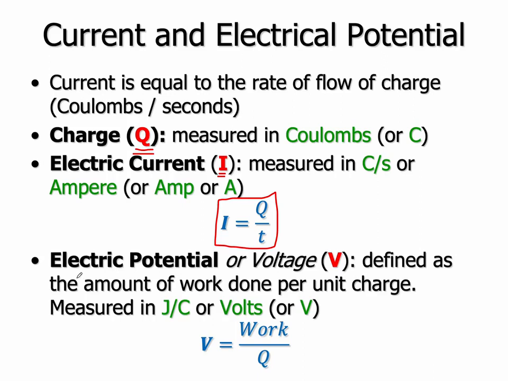And then finally, electrical potential, which in common parlance is often just called voltage, is represented by a variable V. It's defined as the amount of work done per unit charge. It's measured, since work is in joules and charge is in coulombs, as joules per coulomb, but again, because it's used so commonly in everyday life, it's given its own unit as well, the volt, which unfortunately gets abbreviated V. So here's the equation for electrical potential.